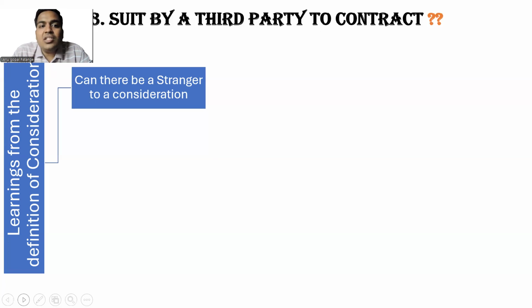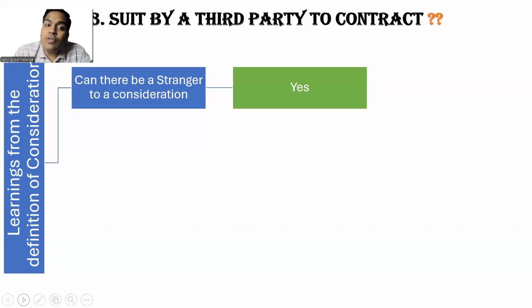But the person who is paying can be B or maybe a stranger. So can there be a stranger to a consideration? The definition from the Act itself says yes. How do we know? We need to check the definition. The definition says, at the desire of the promiser, the promisee or any other person. The any other person can be a stranger. So can there be a stranger to a consideration? The answer is absolutely yes.